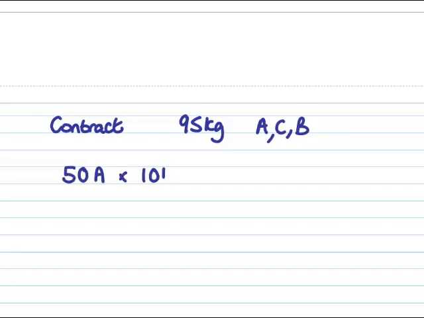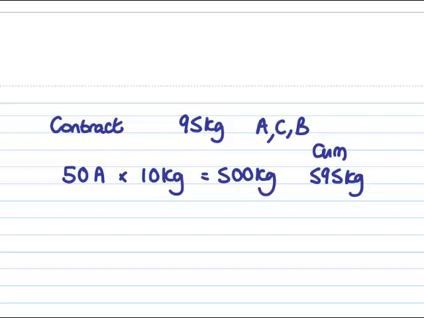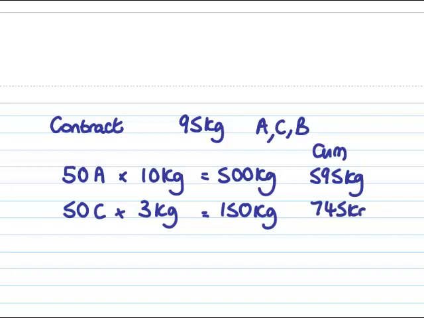Now remember that our contract units actually used up 95 kilograms, and the order, if we did it on contribution per unit, would be to make product A first, and then C, and then B. So 50 of A would actually use 500 kilograms. Now that would mean cumulatively there would be 595 kilograms used. If we then went on to product C, we could make 50 of C, and remember they only use 3 kilograms, so that would take up 150 kilograms, and that would take us to 745 kilograms, and that means the balance would therefore be 100 kilograms to take us up to the 845.